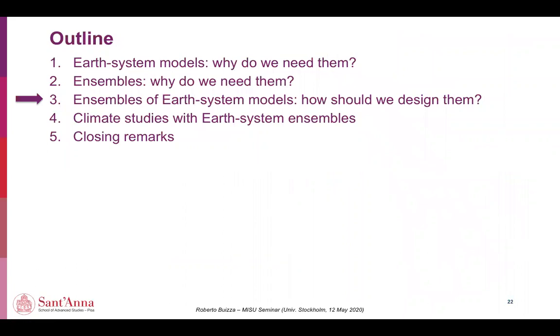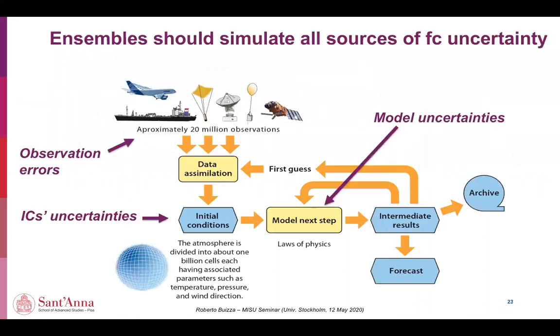Okay, so I hope I've covered my second point, which is why do we need the ensembles? Now, how should we design the ensemble? Clearly, it's very important that one tries to simulate all the possible sources of errors. So I said that we have errors coming from a model, which also feed into the data assimilation. We could have errors coming from observations. We could have errors coming from the data assimilation procedures. Okay, so ideally, one should try to simulate all sources of forecast uncertainties.